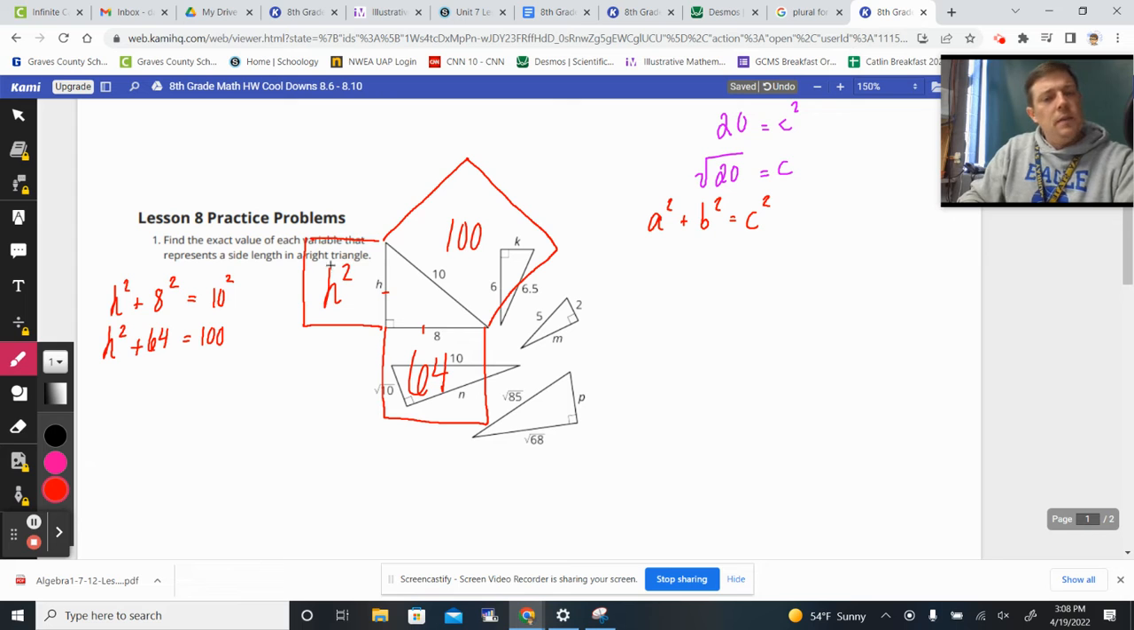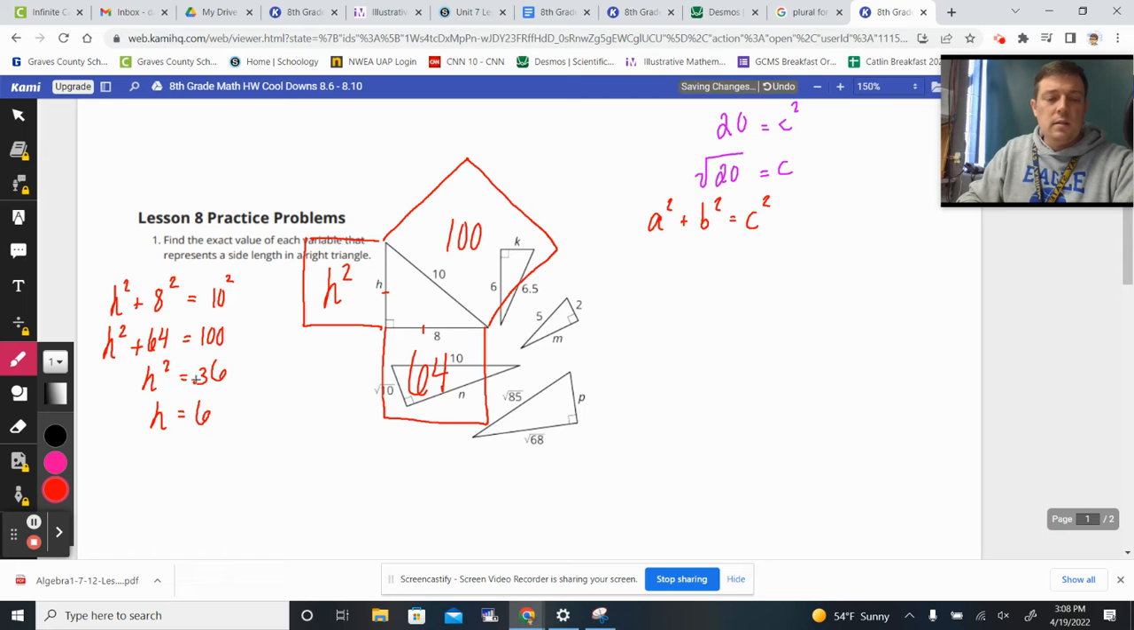So if I want to find the number that I have to add to 64 to get 100, I have to subtract 64 from 100 to find out what h squared is. And that gives me their difference, which is 36. And then the last step is to think of the number that you can multiply by itself to get 36. And in this case, it's a perfect square. So 6 is the number that we want.